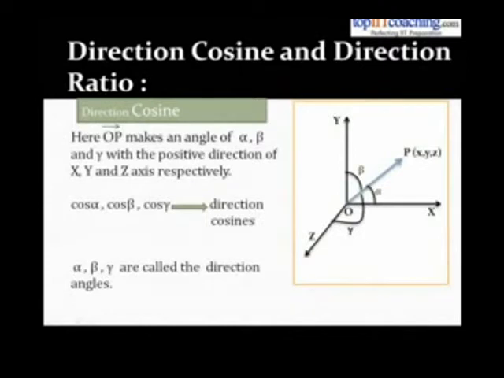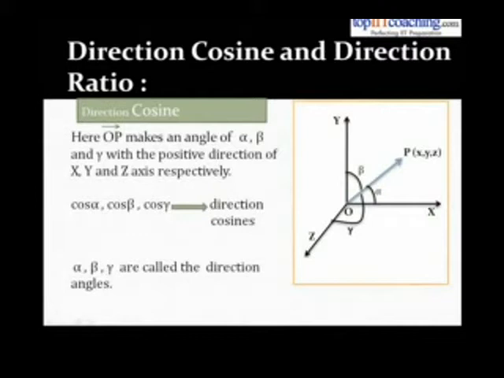Now consider these three mutually perpendicular axes, x-axis, y-axis and z-axis. Now if we have any point P (x, y, z) in the space, then OP becomes a line segment, and let us say that this line segment OP makes an angle of alpha with the x-axis, angle beta with the y-axis and angle gamma with the z-axis. Then cos alpha, cos beta and cos gamma are known as the direction cosines. Here alpha, beta, gamma are called the direction angles.